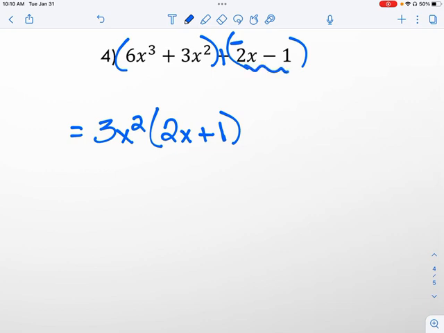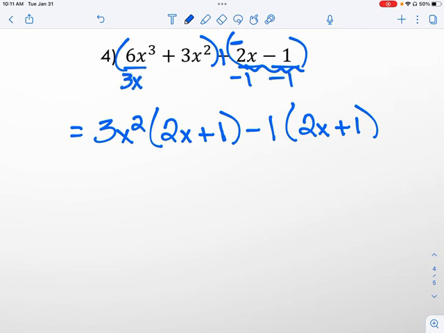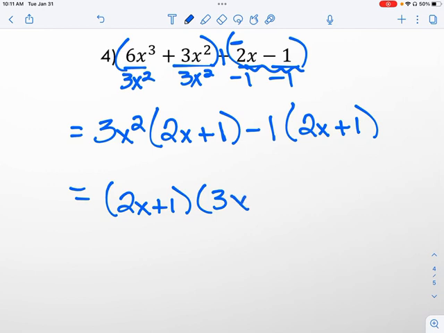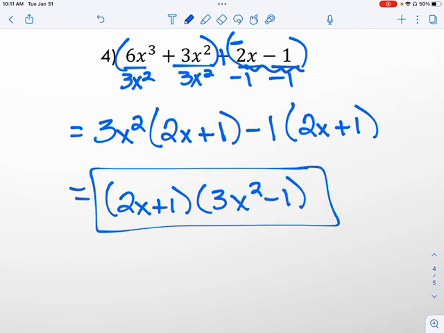Now remember, we want this to look identical. So we're going to take out a negative 1, and that would give me 2x plus 1, because we're going to divide both of those by a negative 1, and we divided these by 3x squared. Now we put it all together, so I get 2x plus 1, 3x squared minus 1. And that is how we do factor by grouping.